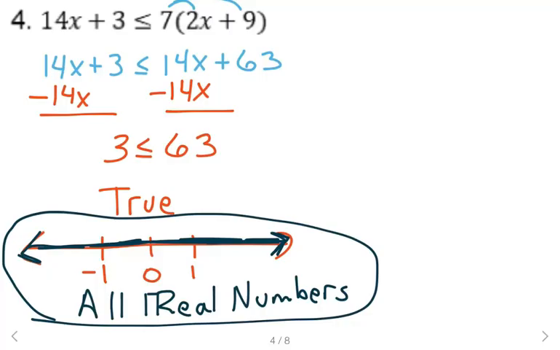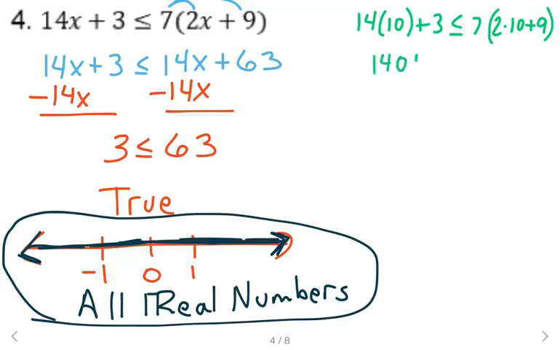We can illustrate this just by picking some different real numbers. Let's suppose we try x is equal to 10. Well, we'd have 14 times 10 plus 3 is less than or equal to 7 times 2 times 10 plus 9. Just use your order of operations on each side to simplify this. We'll multiply before we add. So 14 times 10 gives us 140. 140 plus 3 is 143. 2 times 10 is 20. 20 plus 9 would be 29.